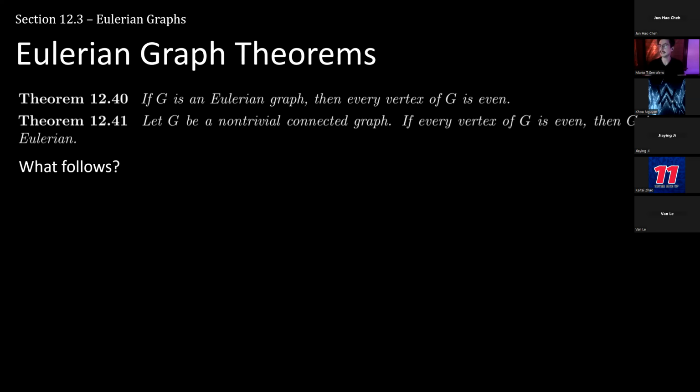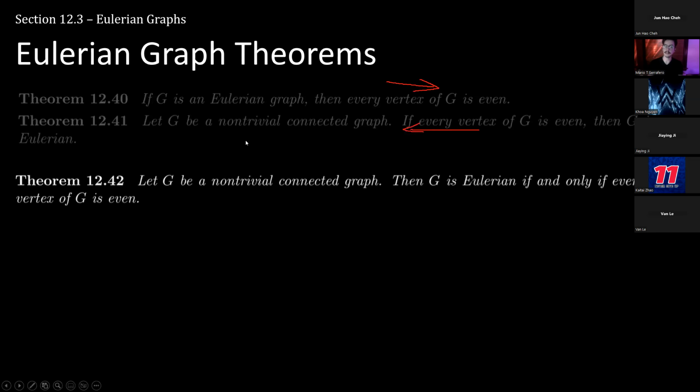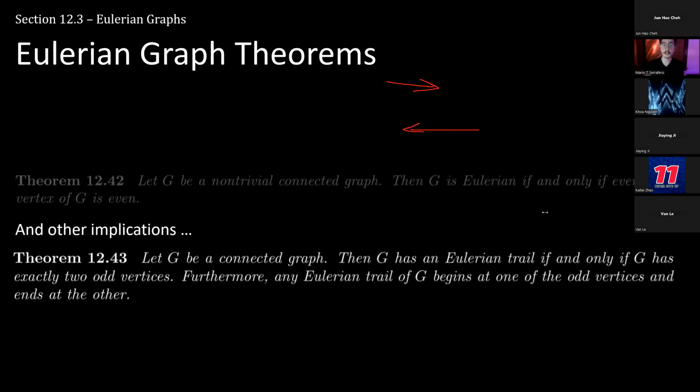Oh, yes, if and only if. Good job, Andy. Exactly right. We get if and only if, because we get one direction, and then here we have the other direction. So we get that G is Eulerian if and only if every vertex of G is even. So this is pretty useful. There's other implications that are also pretty useful.